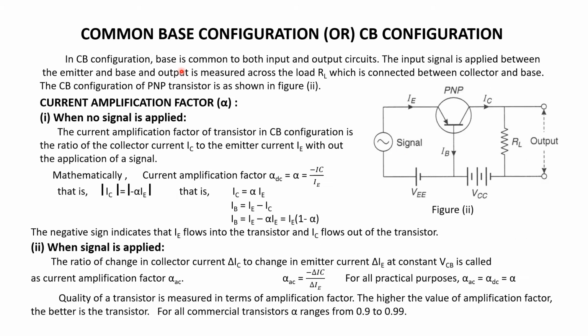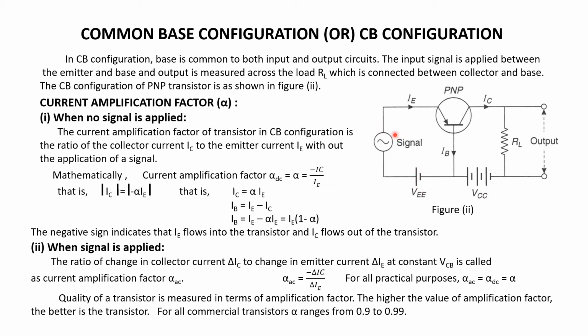Now coming to common base configuration. If the base is made common to both input and output circuits, then that connection is said to be common base configuration. Here the input signal is applied between emitter and base, and the output current is taken across the load which is connected between collector and base. Generally, the emitter diode is always forward biased and the collector diode is always reverse biased. Thus the reverse bias voltage is greater when compared to the forward bias voltage.